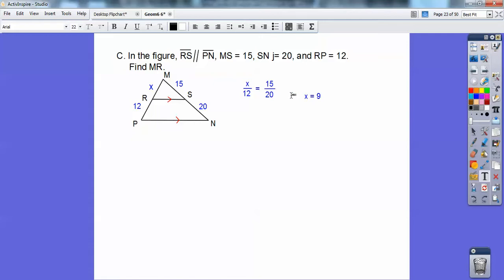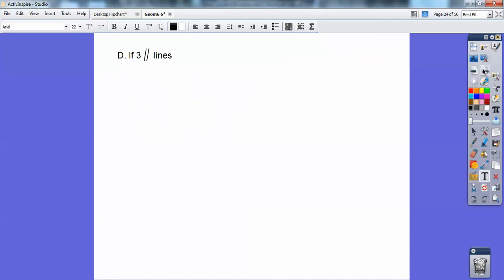I know this proportion's right, you guys. I just didn't work it out. So 20x equals 12 times 15. Let me double check. I'll just turn on my calculator here. 12 times 15 divided by 20. Yep, it's 9. Alrighty, so I do make mistakes all the time. My kids correct me all the time.